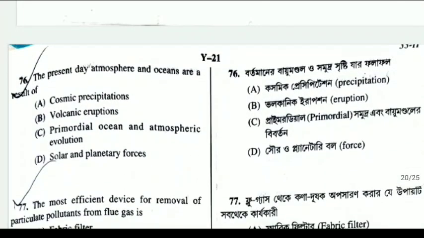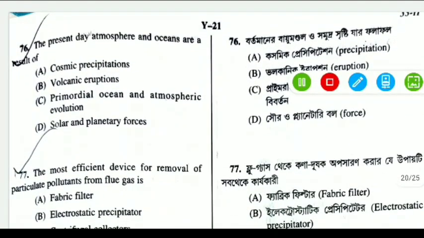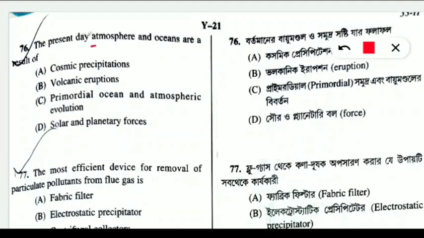Question 76. I hope you have noted down all these things. The present day atmosphere and oceans are a result of what? These questions have been asked frequently. This is also a conceptual one. So here the correct option will be option number B.